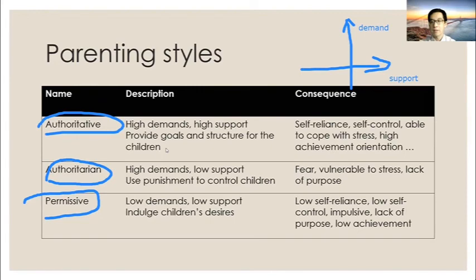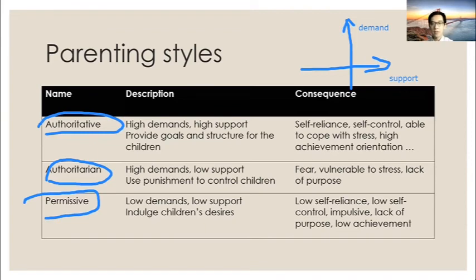So authoritative style is characterized by high support and high demand. It means that they give a lot of support, a lot of help to the children, but at the same time, they have high expectations of the children. They ask the children to do a lot of things. They ask the children to behave based on their demands. They provide the goals and the structure for the children. The structure is actually the help. It's not a physical structure, but a guidance of how children behave. That's the help that children can get from the parents so that they can rely on the structure, rely on the support and help and achieve those goals.